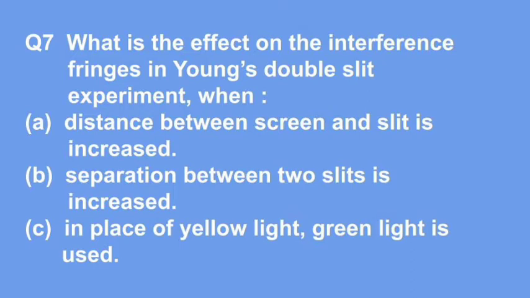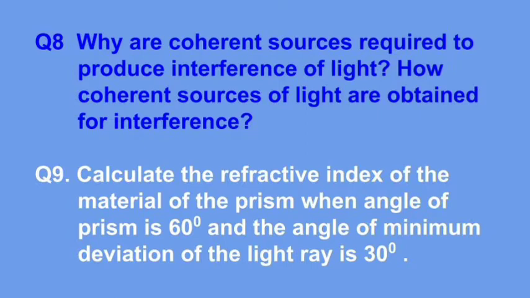For A, fringe width beta is increased with increase in capital D, as beta is directly proportional to capital D. For B, beta is decreased with increase in small d, as beta is inversely proportional to small d. And for C, beta is decreased when green light is used, as beta is directly proportional to lambda. And here, wavelength of green light is smaller than the wavelength of yellow light. Now see question number 8.